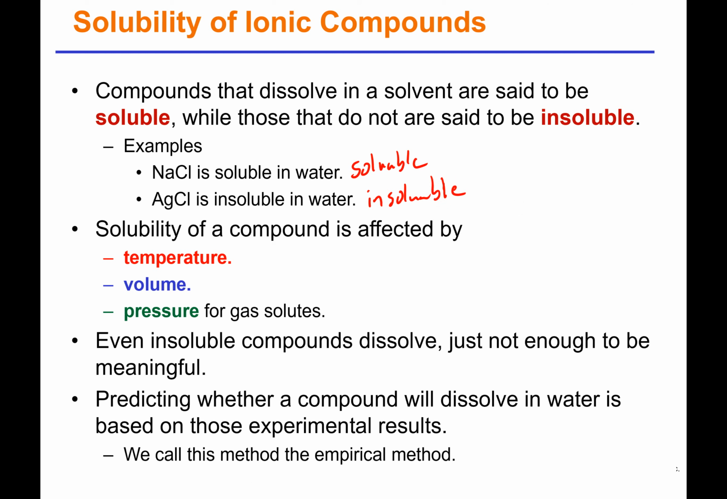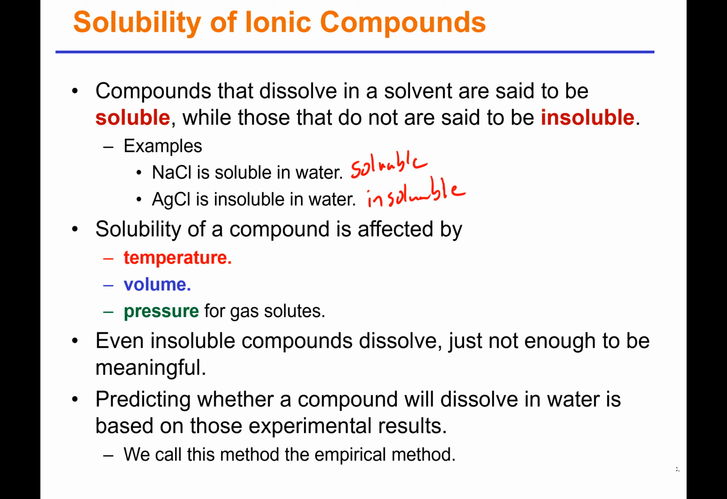So, what affects the solubility of a compound? The solubility of a compound can be affected by temperature. Is the solution hot or is it cold? The volume: do we have lots and lots of solvent or a little bit of solvent? And then for gases, we have pressure. Remember that pressure is essentially concentration for gases.